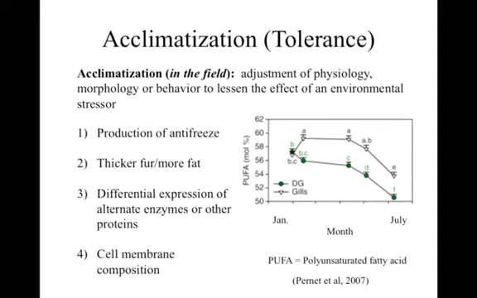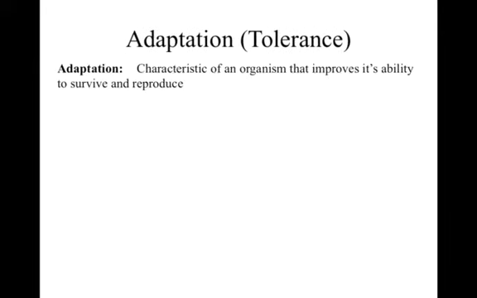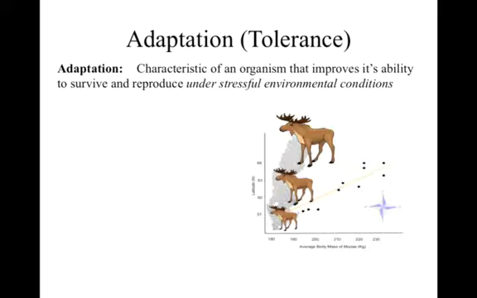You don't have to worry about the membranes freezing up anyways. All right, so that's acclimatization. Another way that you can tolerate environmental stressors is through adaptation. And again, we've talked about adaptation in the first lecture and the second lecture. Adaptation is the characteristic of an organism that improves its ability to survive and reproduce. And so that includes improving its ability to survive and reproduce under stressful environmental conditions.